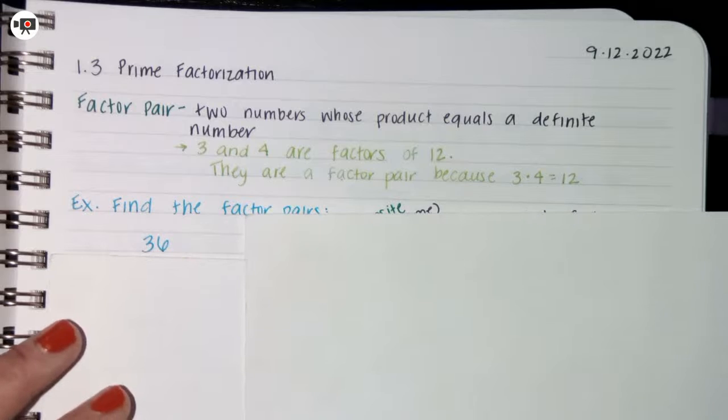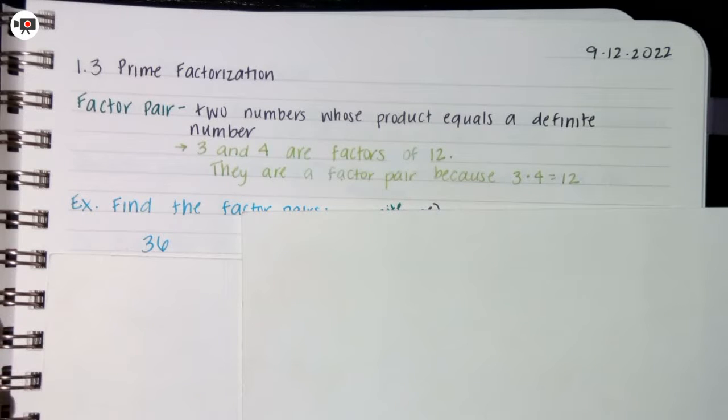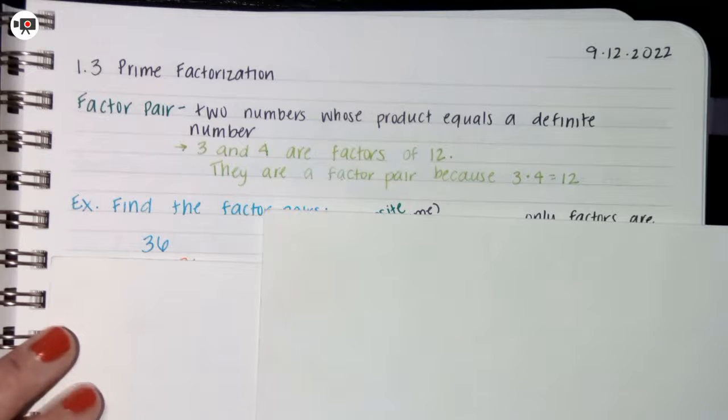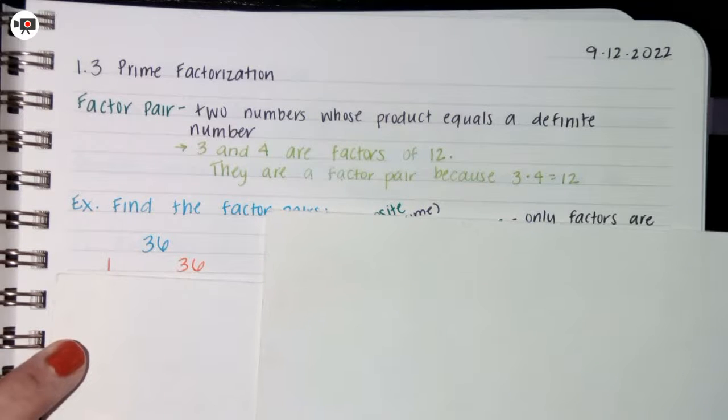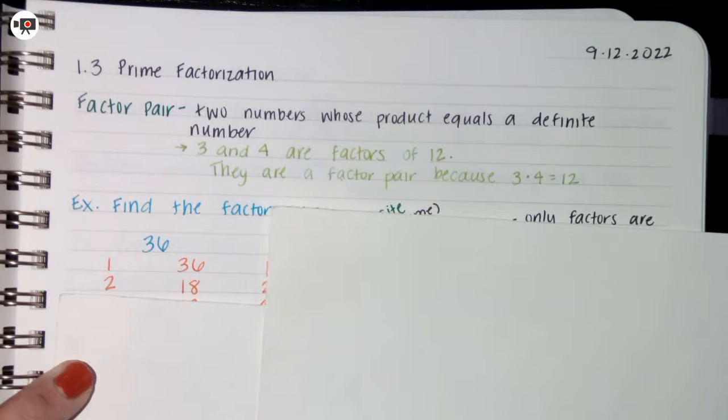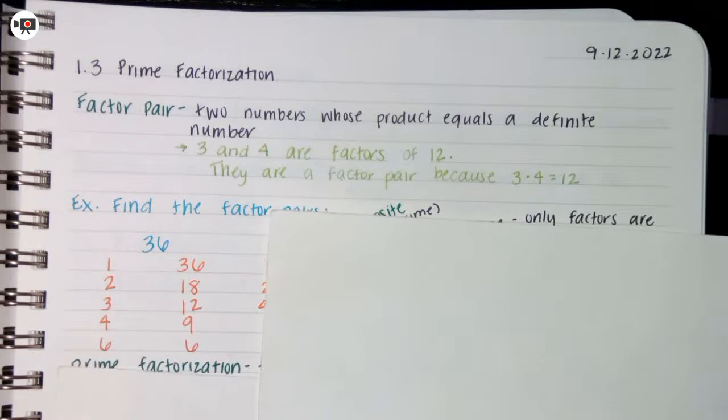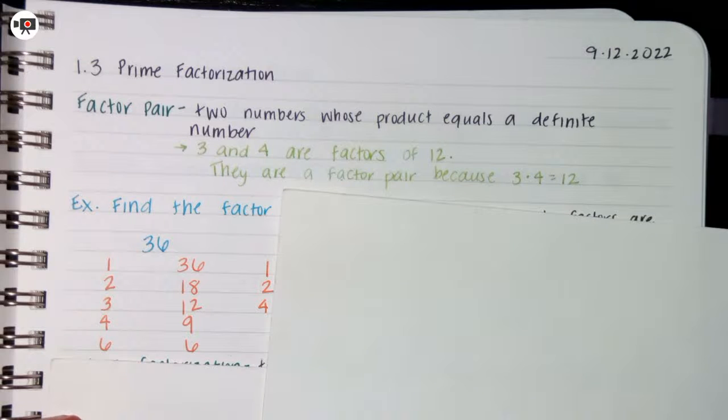We are going to find the factor pairs for 36. When we have numbers and we're looking for factors, every number has a factor of 1. So I can always start with 1 and the number. So 1 and 36. I know it's even, 2 and 18. I can have 3 and 12, 4 and 9, and 6 and 6.